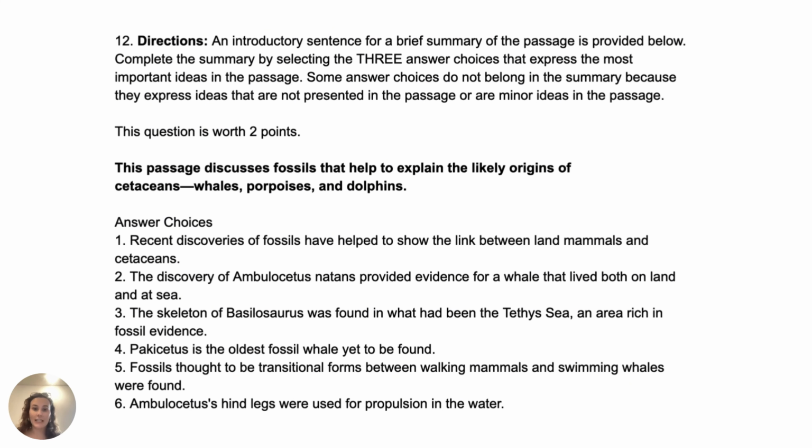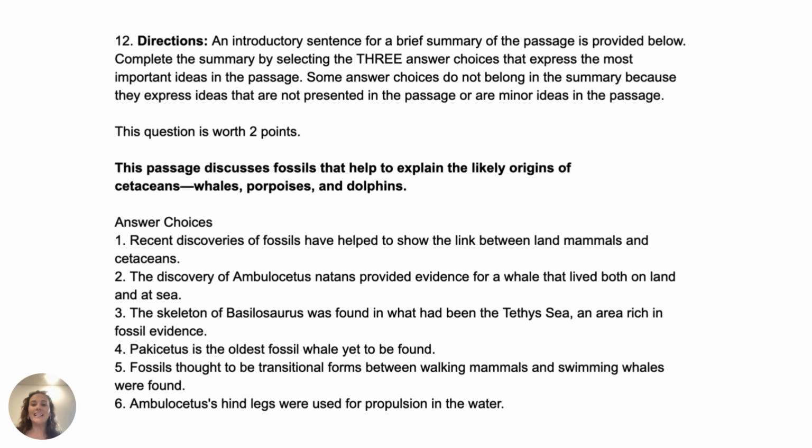Number 12, this is the last question. At the end of every passage, you're going to get a summary question like this, or you might instead get a table question where you have to complete a table. Both summary questions and table questions are about the main idea. They're about the whole passage. Summary questions are more common than table questions.